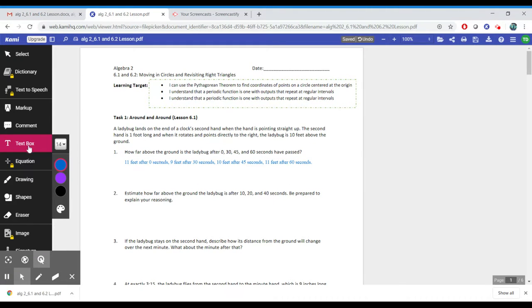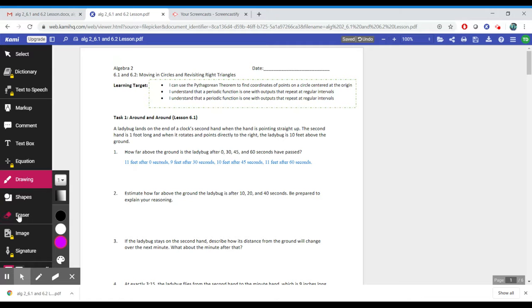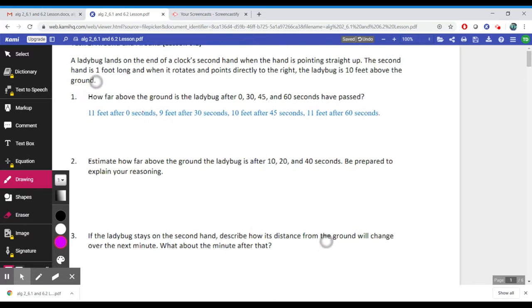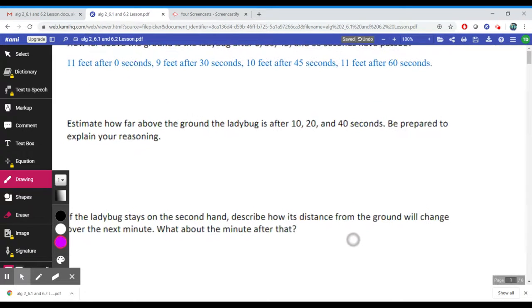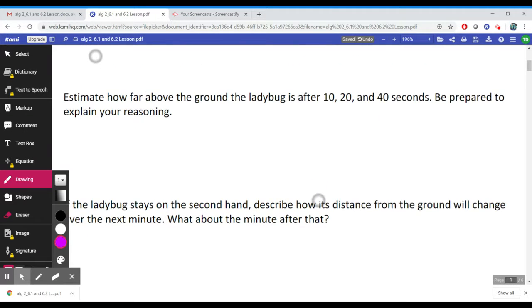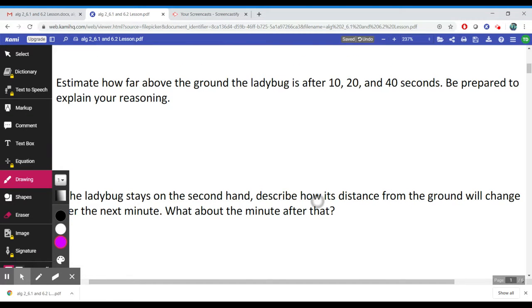And that does it for the first problem. So now we'll go ahead and take a look at number 2 together. This one wants to know how far above the ground the ladybug is after 10, 20, and 40 seconds. So again, I'm going to go ahead and draw a diagram here. We know that when the hand is pointed directly right, we're at 10 feet. So I'm just going to label this as 10. And we know the top is 11 and the bottom is 9.